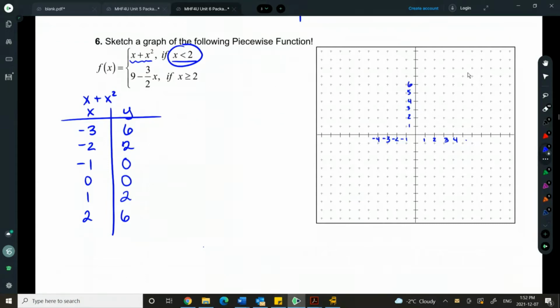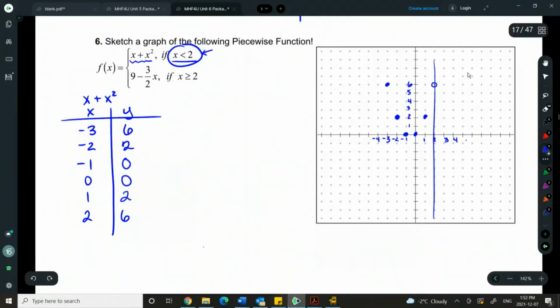And at -3, we're at 6, -2 is 2, -1 is 0, 0 is 0, 1 is 3, and 2. This one is an undefined point, but I do want to put it in just so we know where to draw our function up to this value here. So this is a quadratic. It should look like a parabola. It should be symmetrical on both sides, and it goes all the way up to, but not including, that final point there. Okay, so this is what our graph should look like.